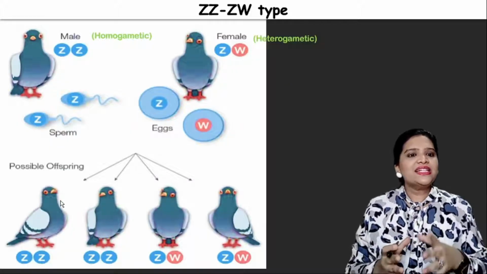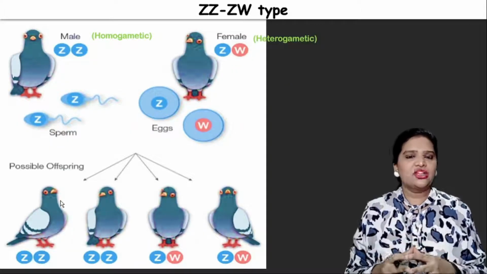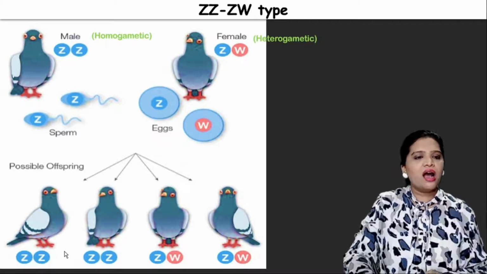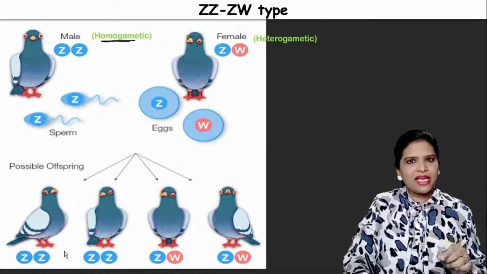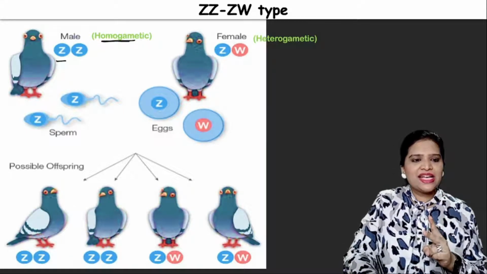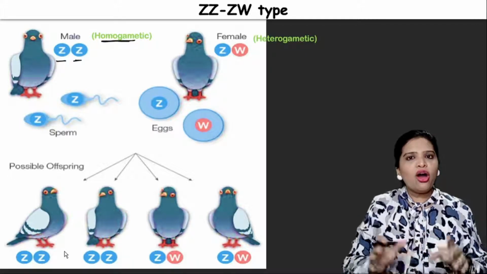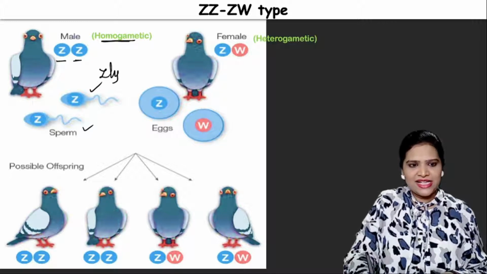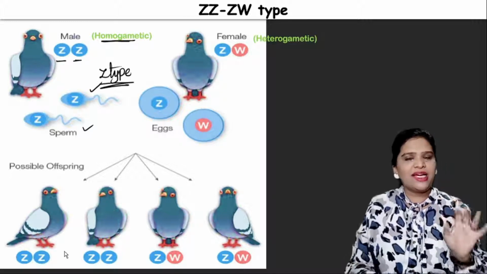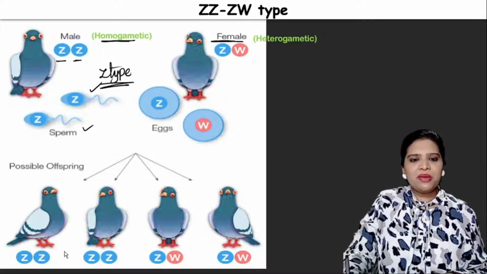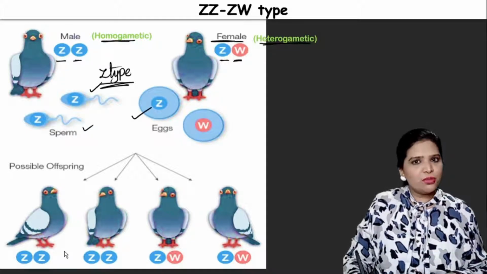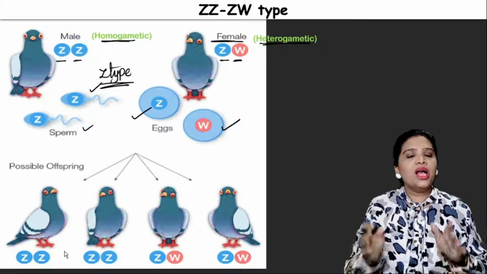Okay, now let us see how sex determination occurs in birds. So see here, in the case of birds, the males are homogametic. That means the male has two similar Z chromosomes. So all the sperms they produce will be of only Z type. No other type will be there. Whereas the females are heterogametic. They contain ZW chromosomes. So half of the eggs will have the Z chromosome and half will have the W chromosome.